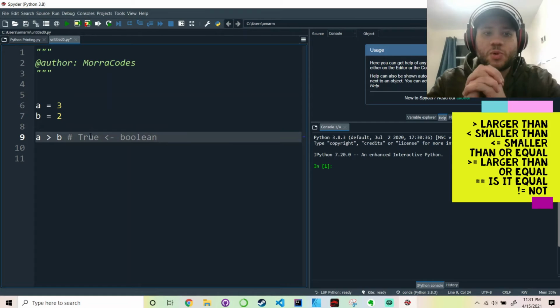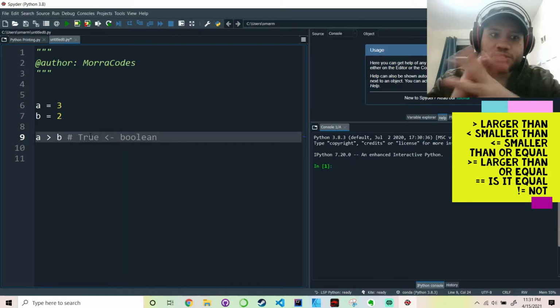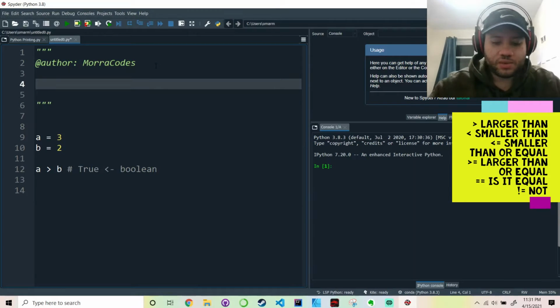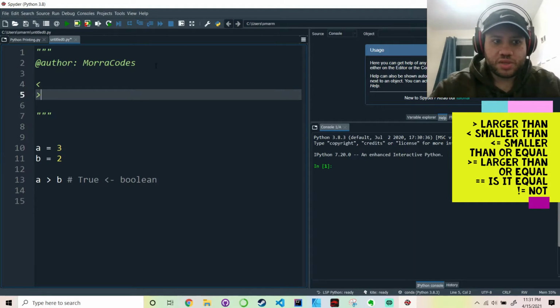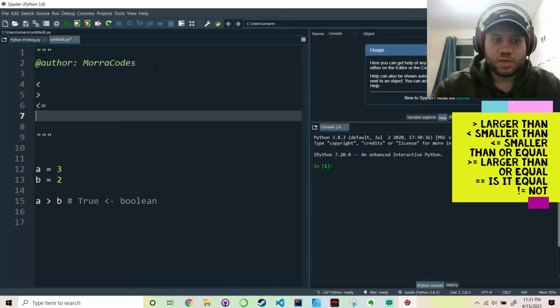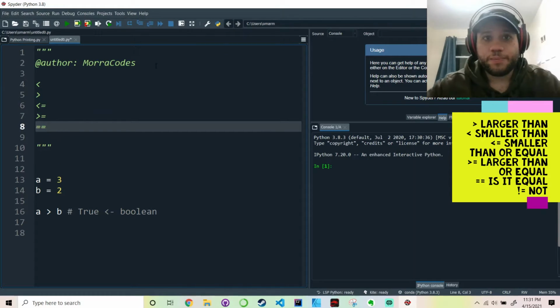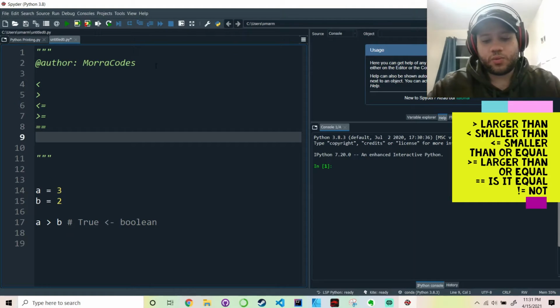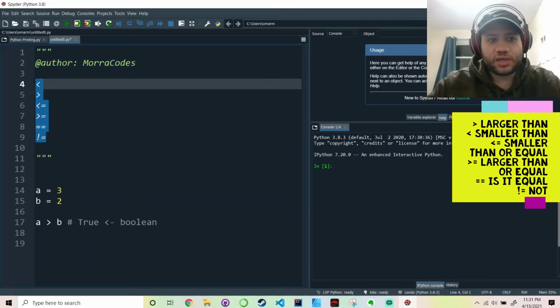And we're going to focus more on relational operators. It's a very simple topic, so bear with me. Okay, so what are the relational operators? Well, we have the smaller than, the larger than, the smaller than or equal, the larger than or equal, the is-it-equal operator, and we have the not operator. Okay, so all of these are relational operators.